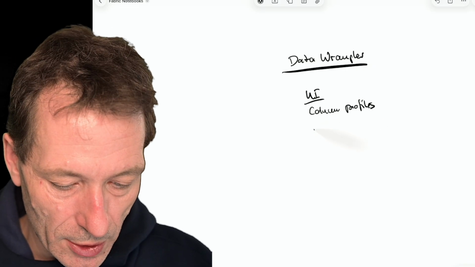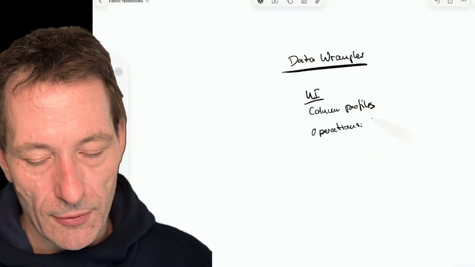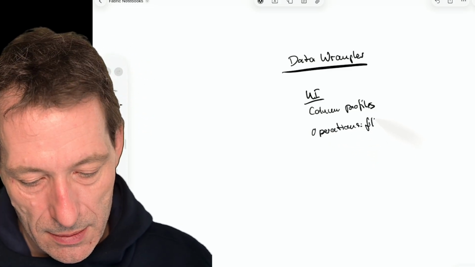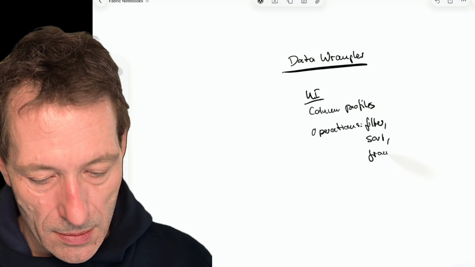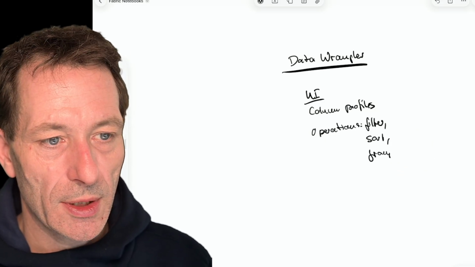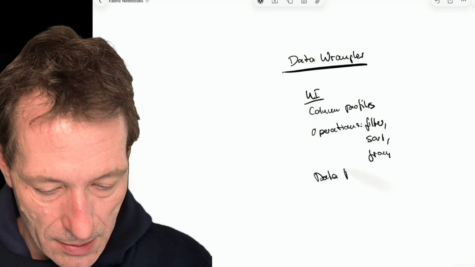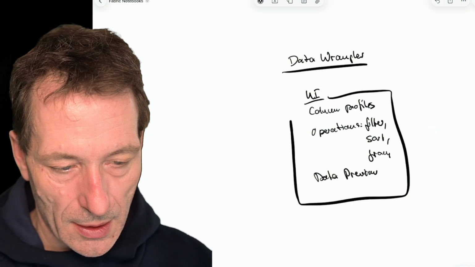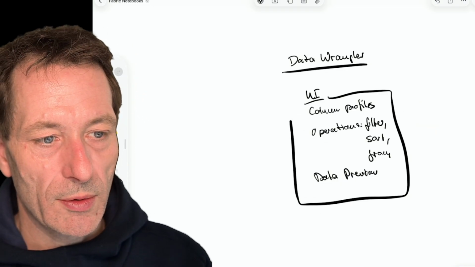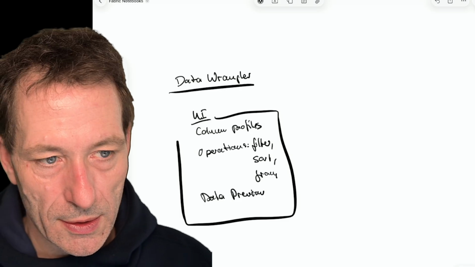You have operations like filter, sort, group, and you have data preview. And all that generates code, right? So how does it fit into the notebook?